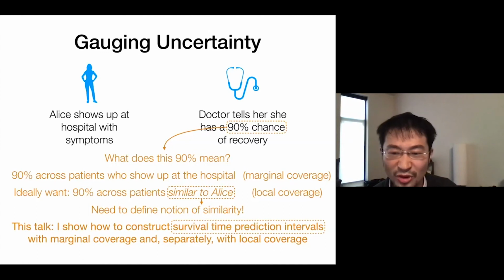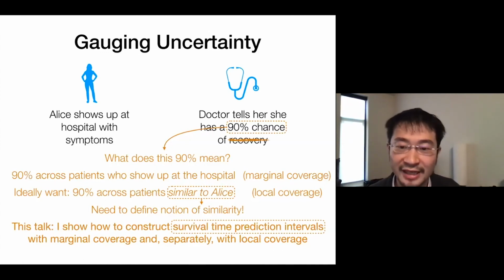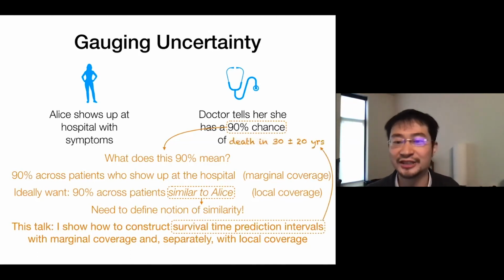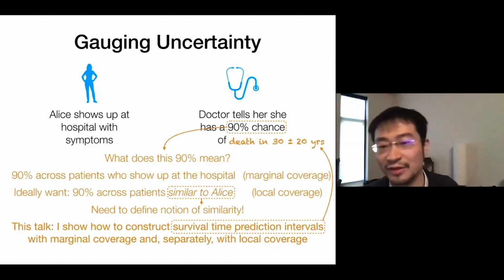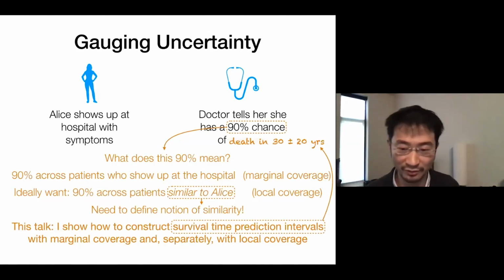So what we're looking at is something more like this. Instead of 90% chance of recovery, you get rid of the recovery, and it'll look something more like, 90% chance of death in 30 plus or minus 20 years. So that's an example of a survival time prediction interval.